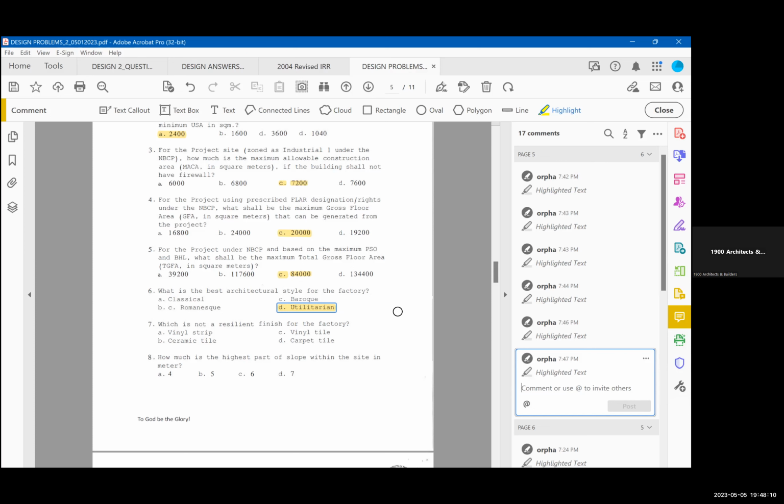Like, ito factory, diba? Siguro kahit sa indoor, machineries and all. So yun daw, what is not a resilient finish? So ano sa tingin mo? The answer here is letter B, ceramic tile. So I guess because mas prone siya sa cracking, pag mabigat yung mga dumadaan, like I said, equipment and machineries. So the answer here is letter B, ceramic.